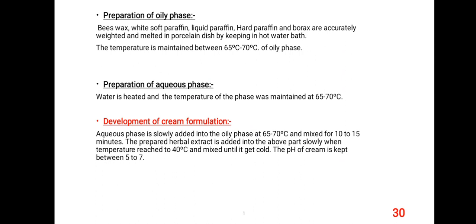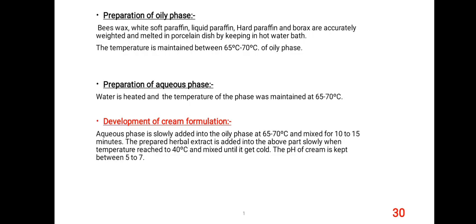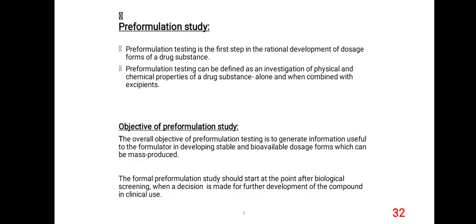Preparation of aqueous phase: water is heated and the temperature of the phase is maintained at 65 to 70 degrees Celsius. Development of cream formulation: the aqueous phase is slowly added to the oily phase at 65 to 70 degrees Celsius and mixed for 10 to 15 minutes. The herbal extract is added slowly to the above mixture when the temperature reaches 40 degrees Celsius, and mixed until it gets cold. The pH is kept between 5 to 7 to match the skin pH.